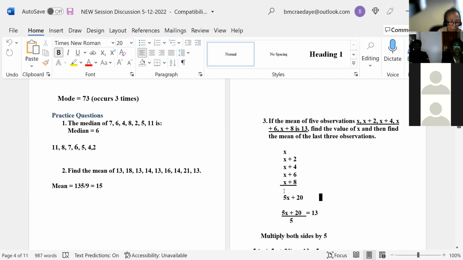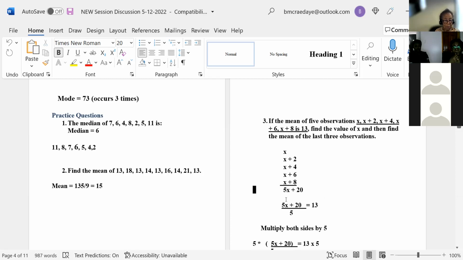Divide the 20 by 5. What are you saying? No. Or divide both sides by 5. No. What I'm saying is, Mercedes, if I had just given you numbers here, you would add up the numbers and just divide by 5, right? But I gave you variables, so you add up all the variables and numbers and divide by 5. Except when you have 5x plus 20 over 5 is 13, you've got to solve for x, which means the first step is multiply both sides by 5.